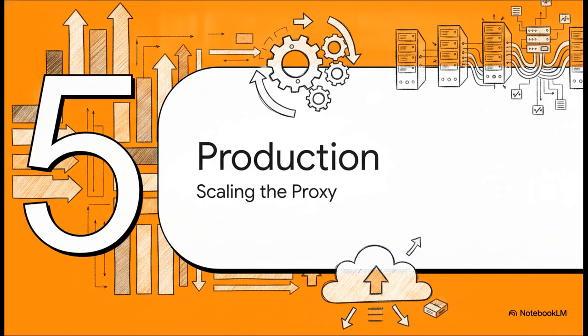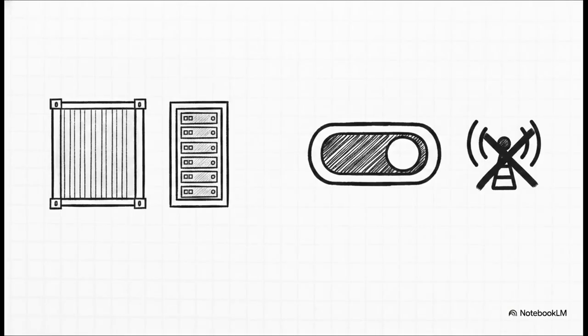Finally, let's ground this all in reality. Section 5, Production and Deployment, or Scaling the Proxy. Whether you decide to deploy via Uvicorn or Docker, the setup is pretty standard. Just a quick heads up though, telemetry is on by default. If your company's security policy requires it, you'll definitely want to opt out. Thankfully, the developers made this incredibly easy to toggle off. You just pass the --no-telemetry flag or use the environment variable, and you're good to go.